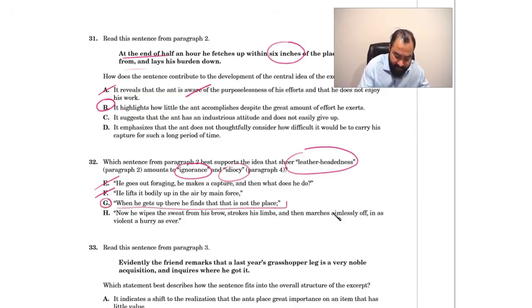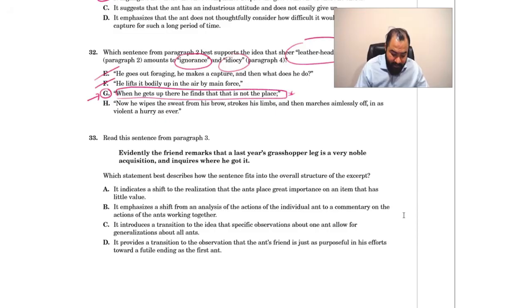So what happens is, this line was in paragraph 2. It shows how in the beginning it was working so hard, trying to get up above the obstacles, and when he gets up there, he realizes, oh, this is not the place. And that's the stupidity. After all this work, you think this is not the place. So that's why it shows the stupidity.